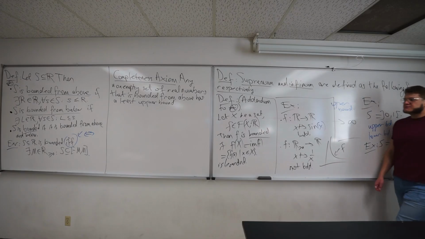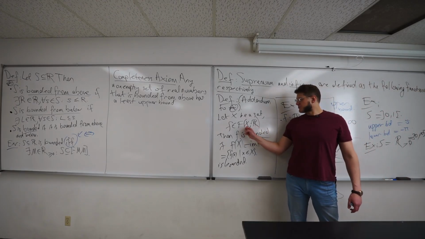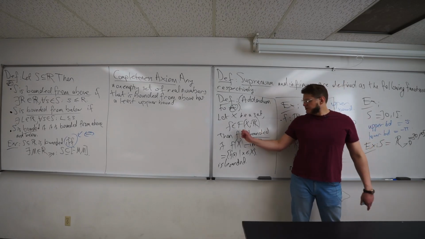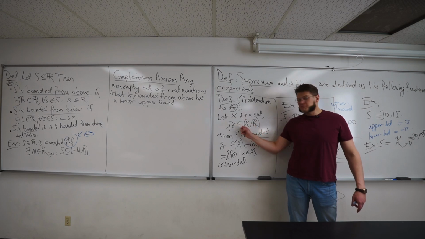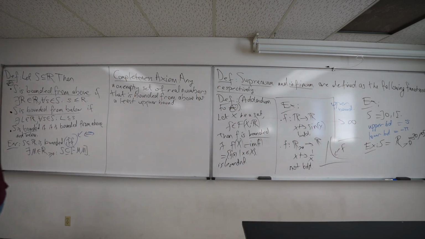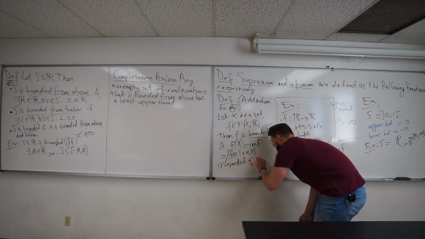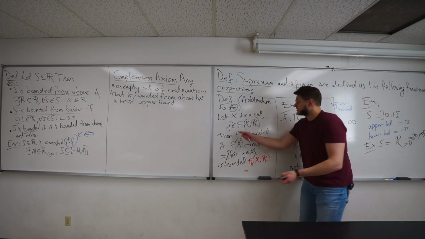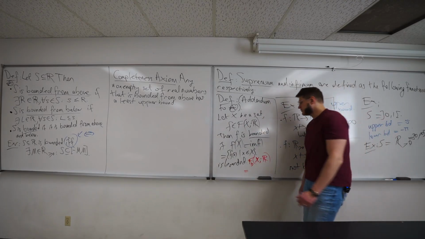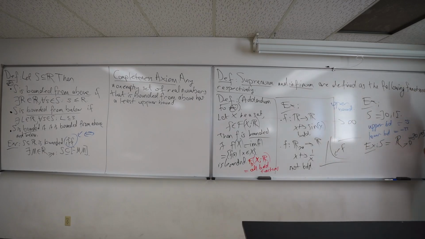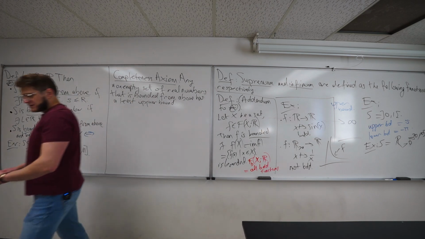I'll add one more notation here. Instead of looking at arbitrary functions from X to R, if I'm only considering the collection of all bounded functions, I'm going to put a subscript here, and I'm going to write capital F sub b. So F sub b, X semicolon R, this is the subset of all functions consisting of all bounded functions. Okay. We'll talk about this later.